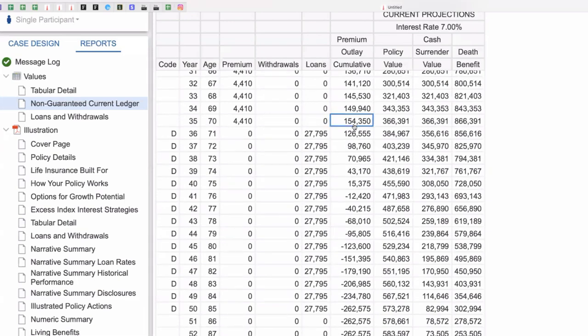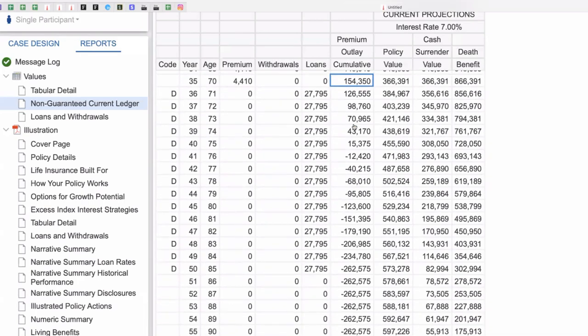All right, so I want you to see this. I contributed a total of $154,000 into this account. Now I start taking out $27,795 as income, as a distribution from age 71 to age 85. How much am I taking out total? $416,000. How much did I put in? 154. How much am I taking out? 416, almost $417,000. You're taking out 3 times of what you put in. Is that powerful or what?